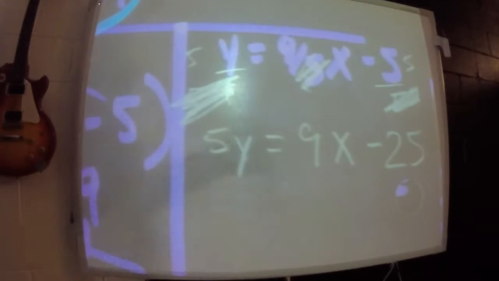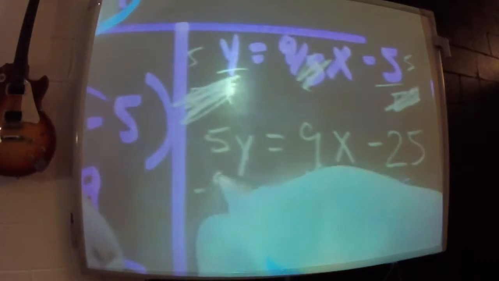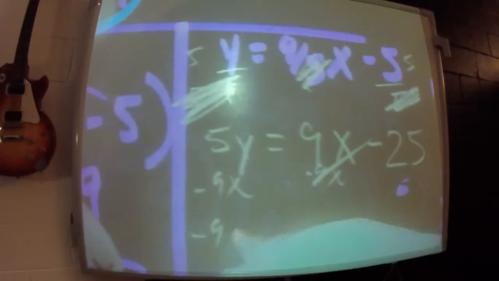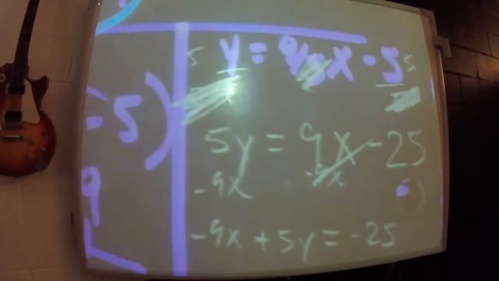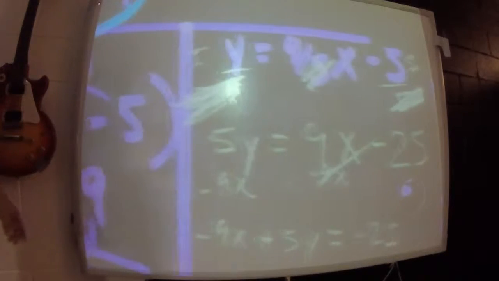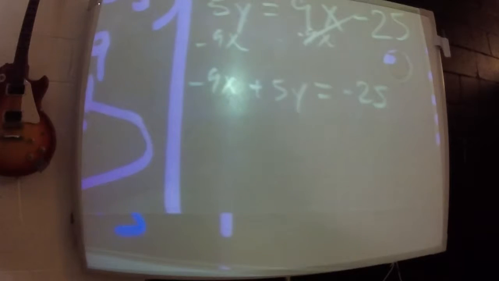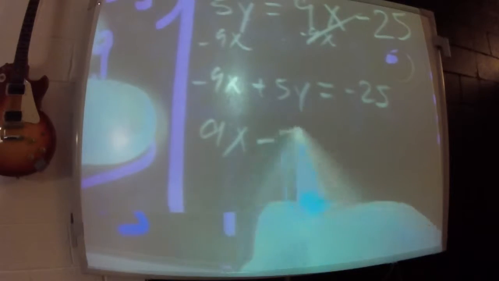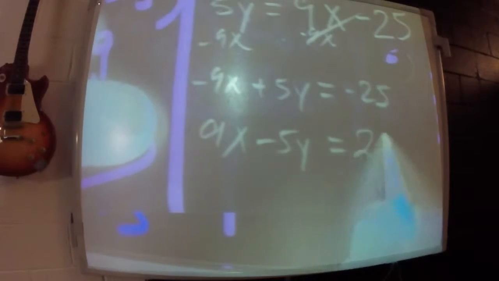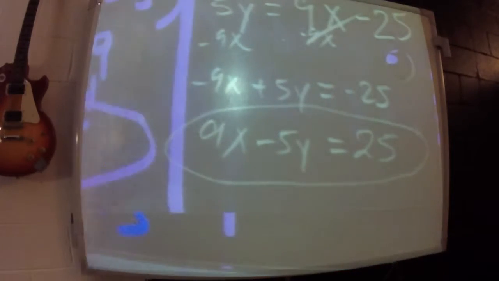Then what do I need to do to get standard form? Minus 9x. So I have negative 9x plus 5y equals negative 25. And then I go back to what we said a minute ago. You can't have the negative 9x, so make it a positive 9x minus 5y equals regular 25.